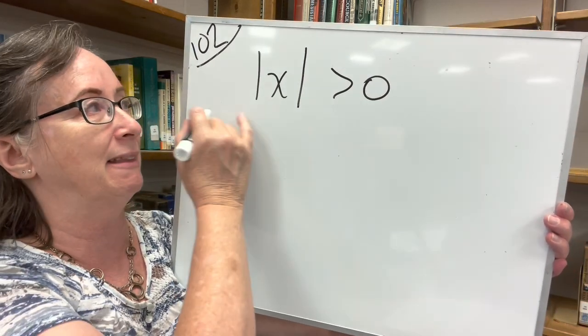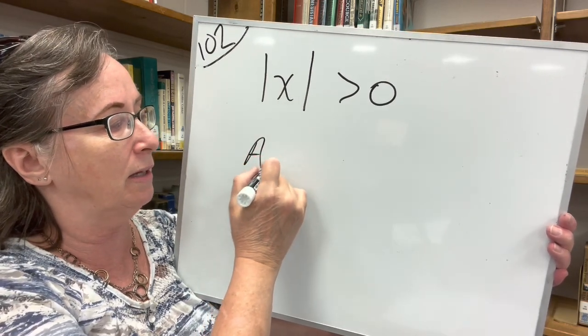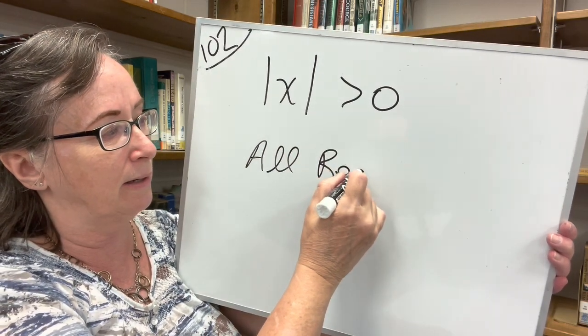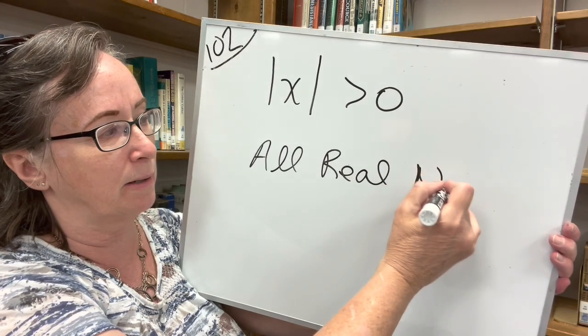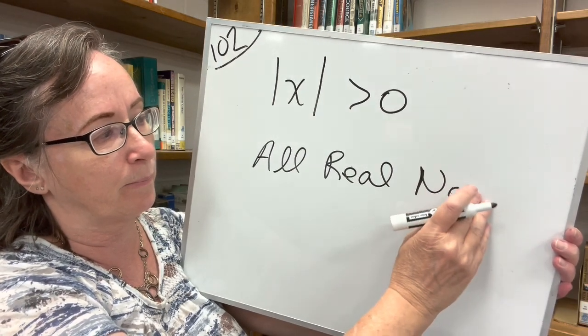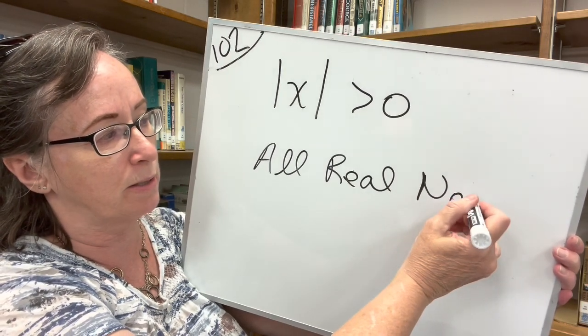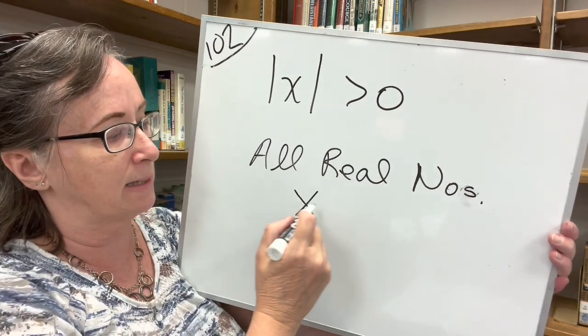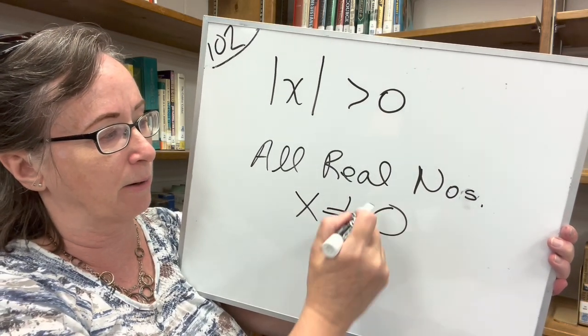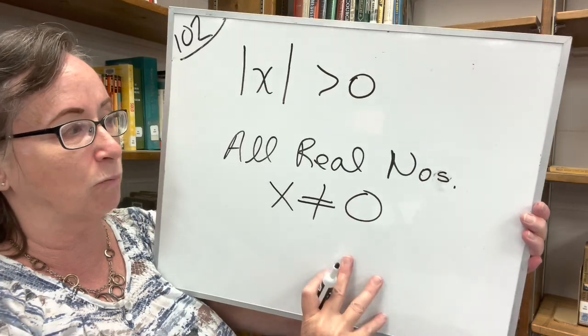So we would say this one would be all real numbers. X does not equal 0. So basically, that's one way you could write it.